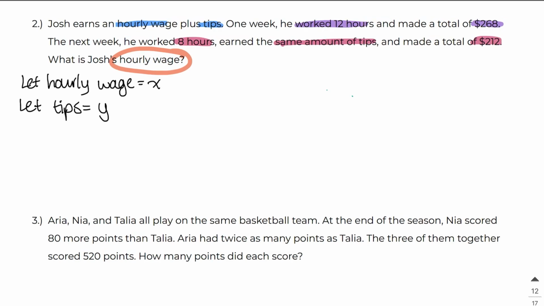So if you take a look right here, this is going to be our first equation. So in our first equation, he works 12 hours and he's getting paid X dollars per hour. So we're going to write 12X. And he also gets a certain amount of tips for that, and we don't know how much that is. We call that Y. So we always refer back to our let statements to help us out. And that should equal a total of $268, okay?